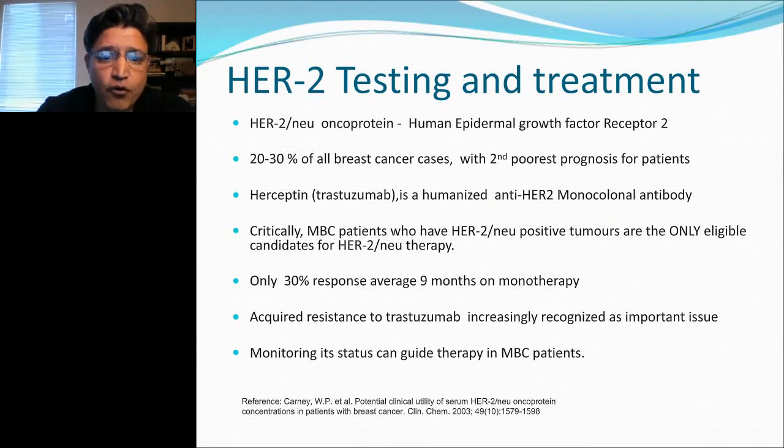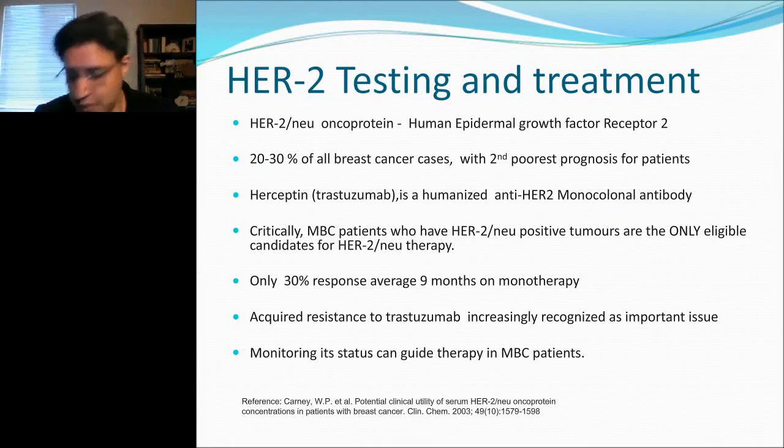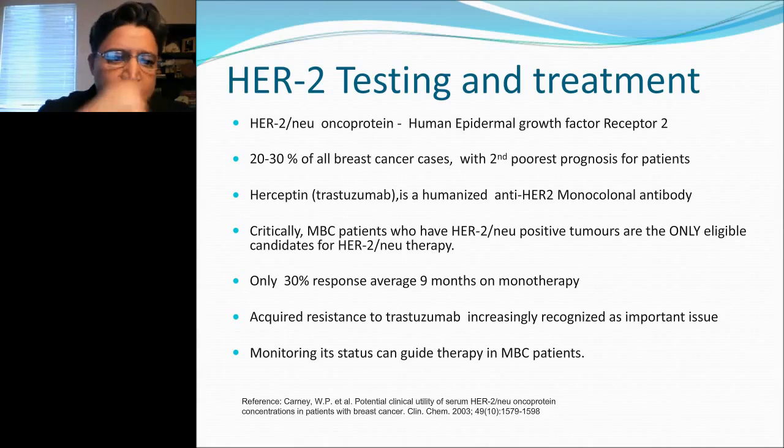A little bit more background on HER2, just to put the experiments in context. HER2 is the human epidermal growth factor receptor 2 oncoprotein, and 20 to 30% of all breast cancer cases are positive for HER2, with it being the second poorest prognosis for patients. So it's a very serious condition. Herceptin was a humanized anti-HER2 monoclonal antibody that was developed. By the way, there's a book called HER2, I believe, which is very good. It goes into the whole development history on this.